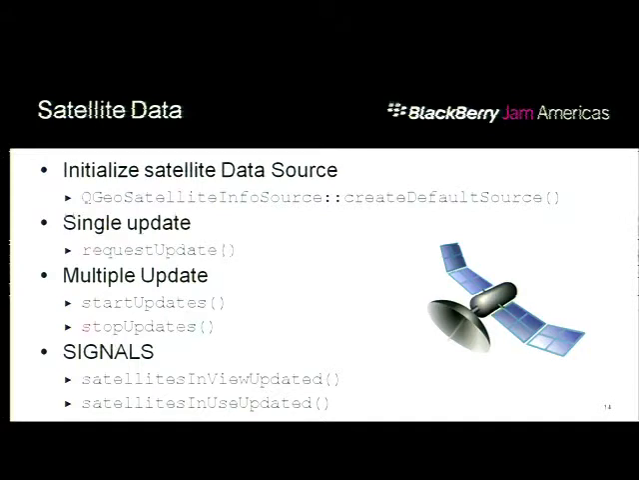So in those two signals, you'll get two different lists. One is for the satellites in view. That'll include all the satellites in the sky that the device can see. And you'll also get the satellites in use. That'll tell you exactly which satellites are used to compute the current fixes.